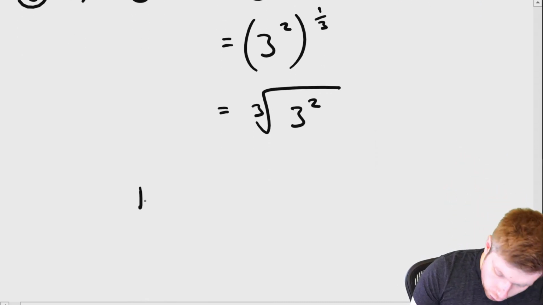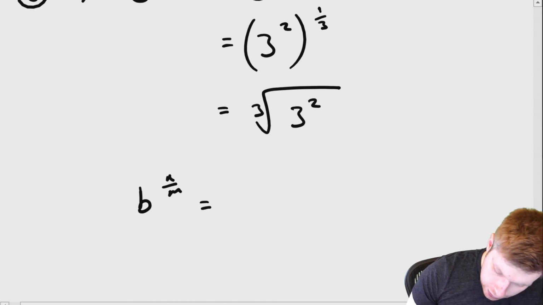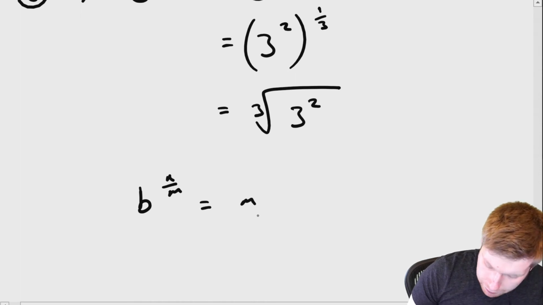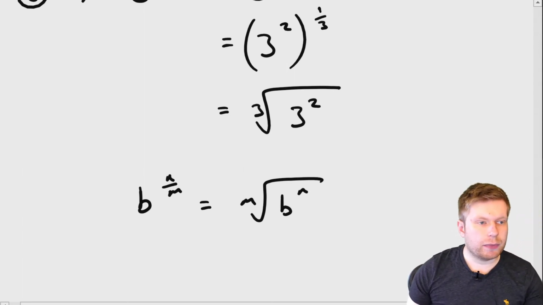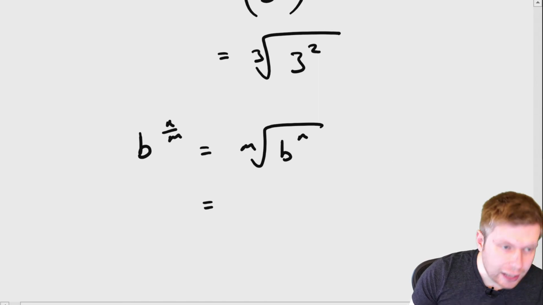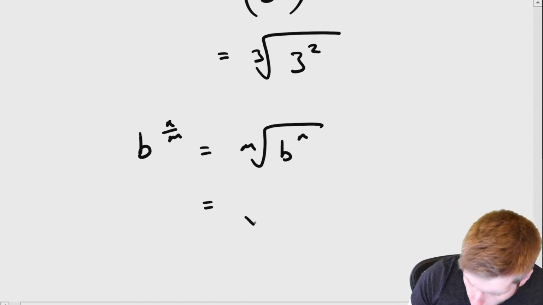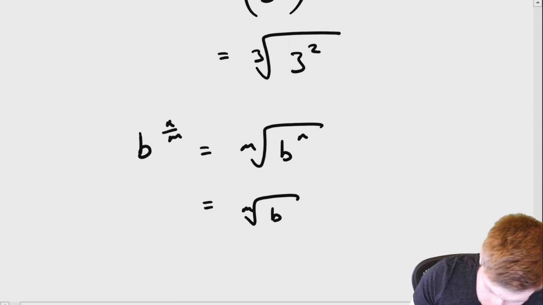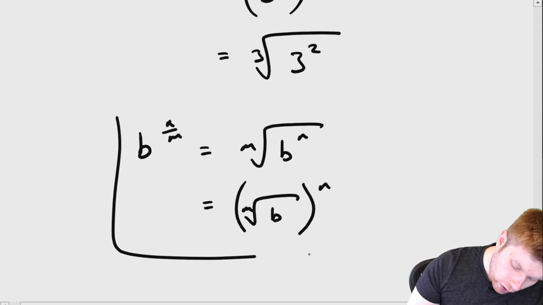So in general, b to the power of n over m should be equal to the mth root of b to the power of n: the m climbs down to become a root, and the n climbs up to become a power. Now you notice in this case it doesn't really matter what order I do it in. I can take b to the power of n and then take the mth root, or I could take the mth root first and then raise all of that to the power of n. It doesn't matter what order I do it in.